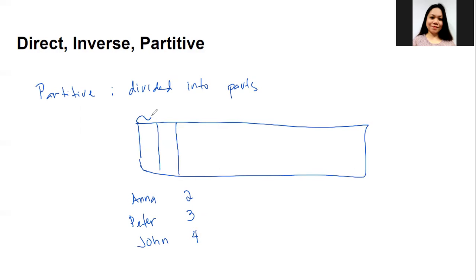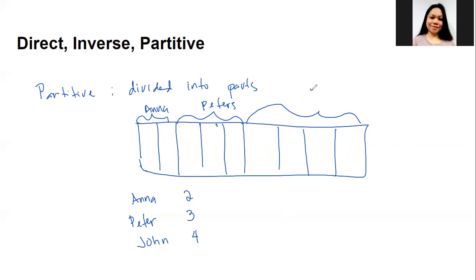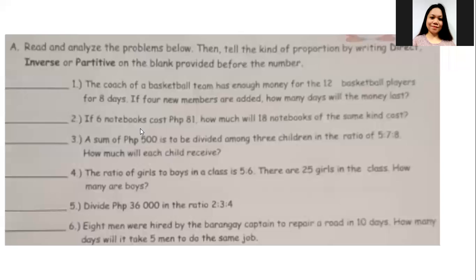So Anna here will get two parts. That's Anna right there. Then Peter will have three, one, two, three, and all these three will be Peter's. Then you have four for John. So as you can see, the whole job, the whole rectangle right here, is divided into three parts. One part, second part, and the last one will be the other part. So it's called partitive.